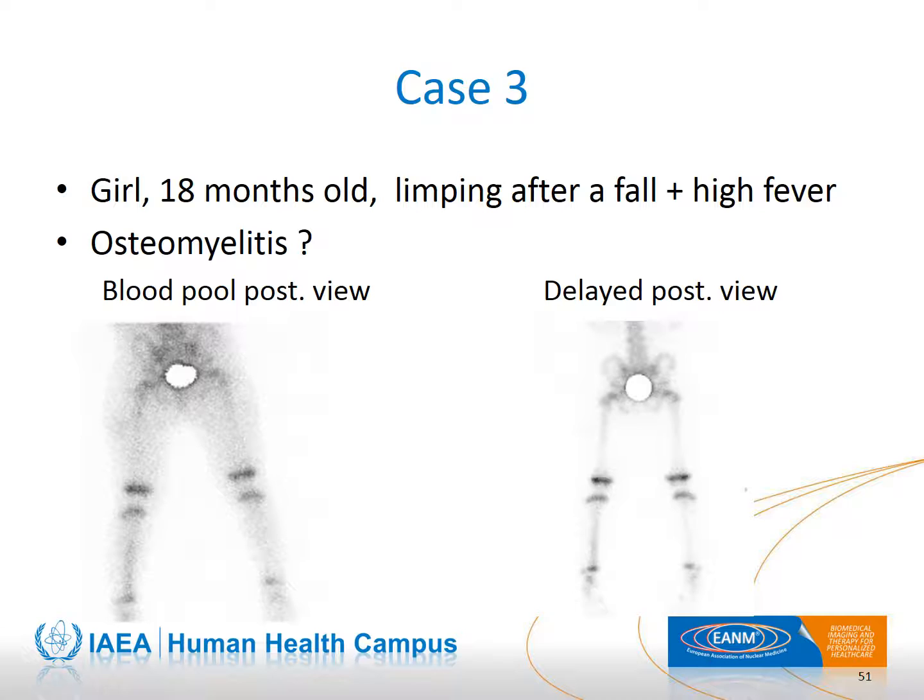Clinical case 3. An 18-month-old girl is limping after a fall and also had a high fever. She is referred for suspected bone infection. Do you think these images favor osteomyelitis?